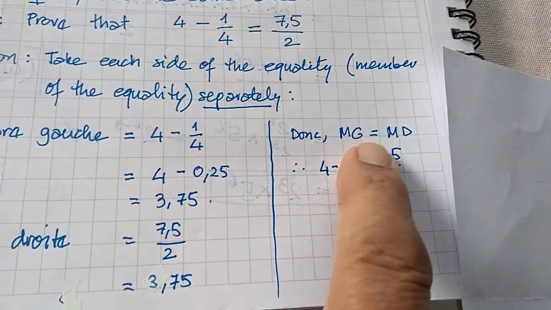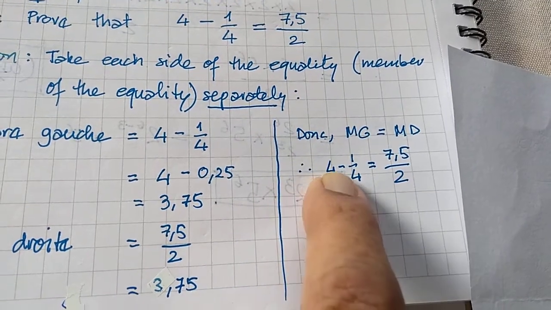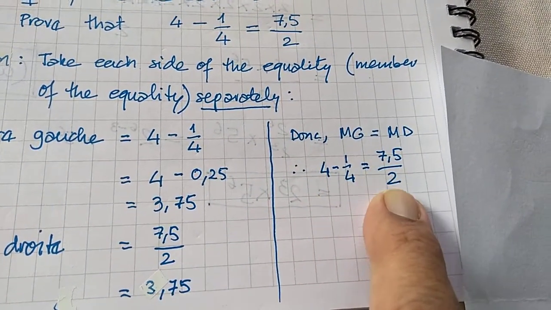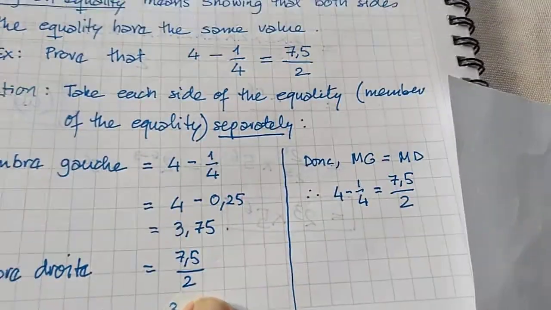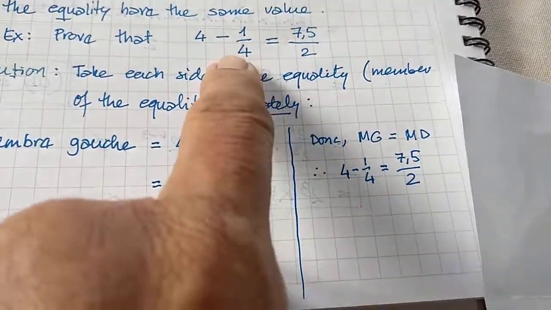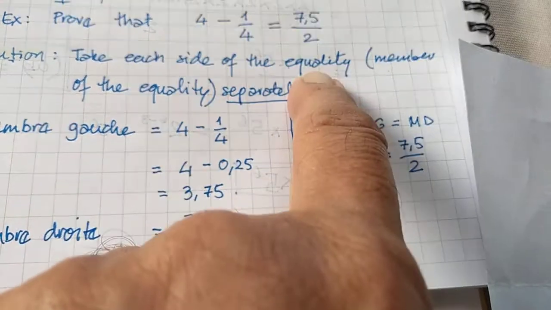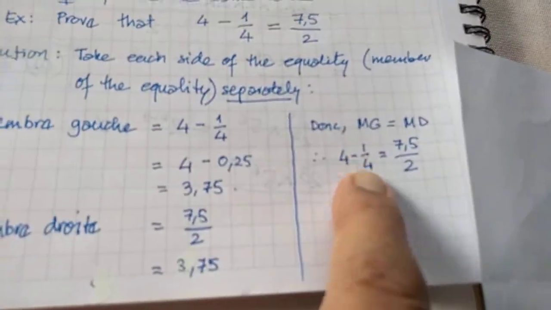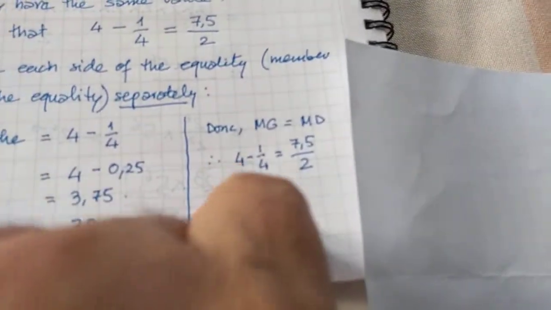Donc mg est égal à md, donc 4 moins 1 quart est égal à 7,5 sur 2. This is how you have to do it. Remember, see, I have done them both separately. Don't try to solve this at the same time as solving that or calculating that. That will be a wrong way to proceed.